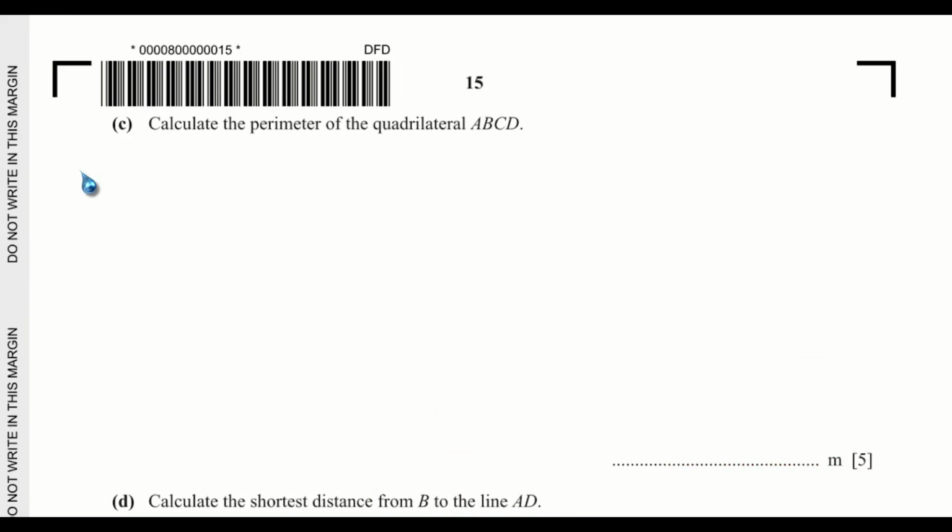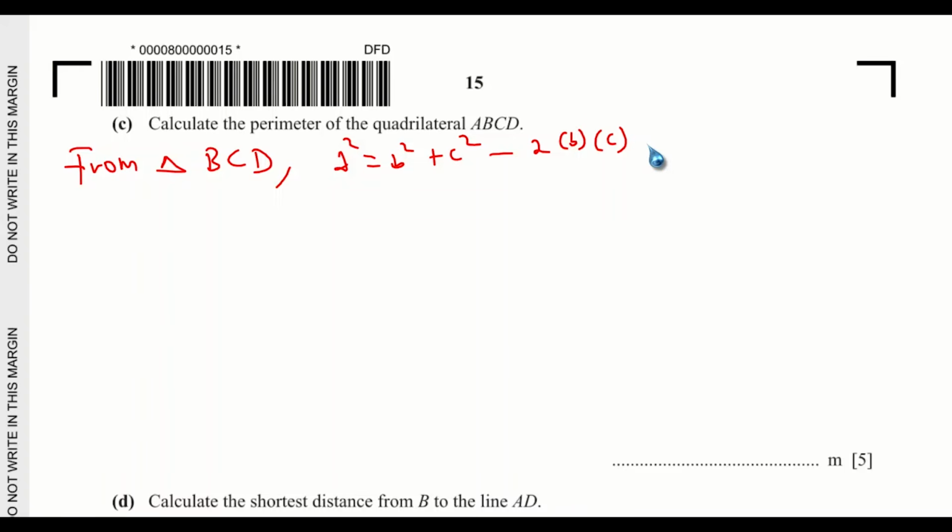So let's just write from triangle BCD. We can use the cosine rule: d squared equals b squared plus c squared minus 2 into b into c, then cos D. So I can take the square root of both sides straight away. So this will give me the square root of the whole of this.